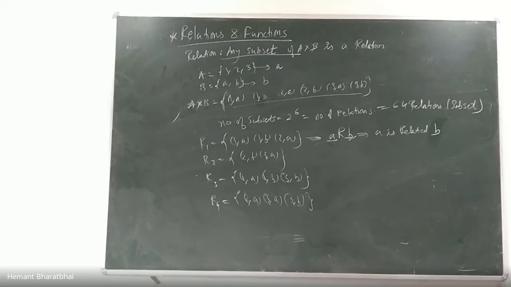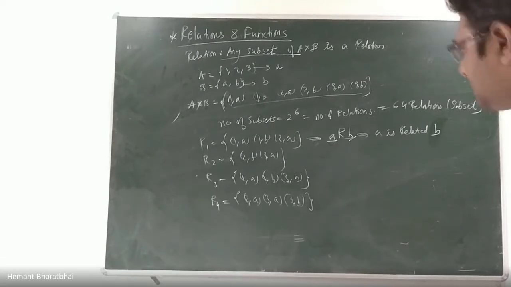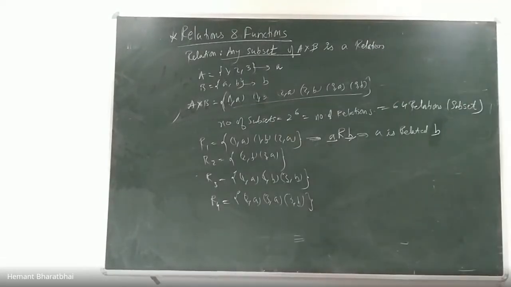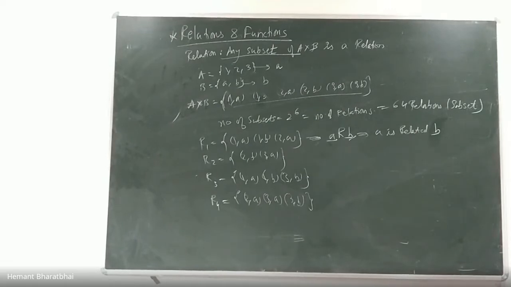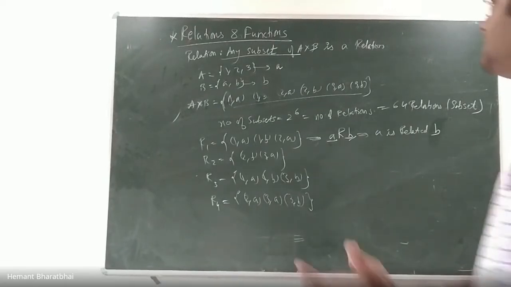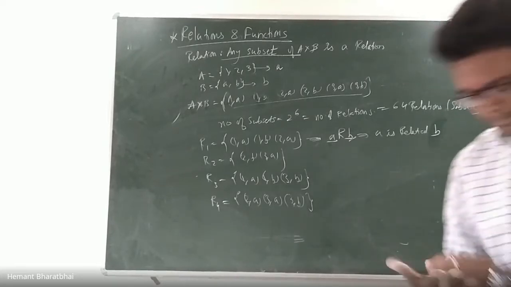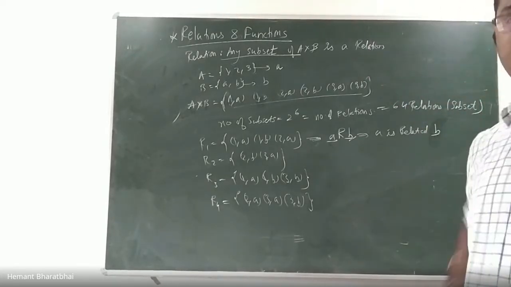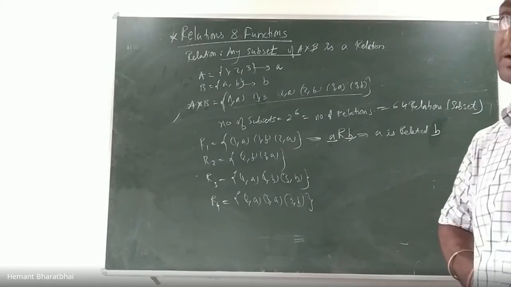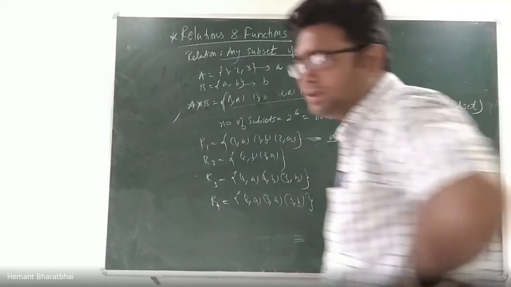Okay, I hope this definition is clear to you. Please take a screenshot of this. A relation is nothing but any subset of a Cartesian product. Now we'll do some interesting numericals also in this chapter, because it is not only mathematics.